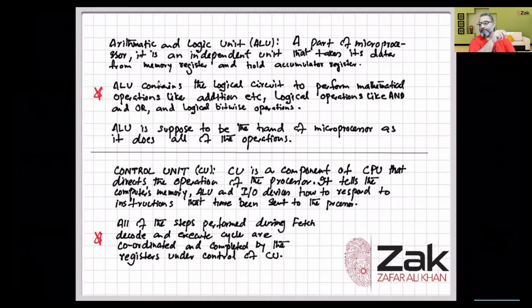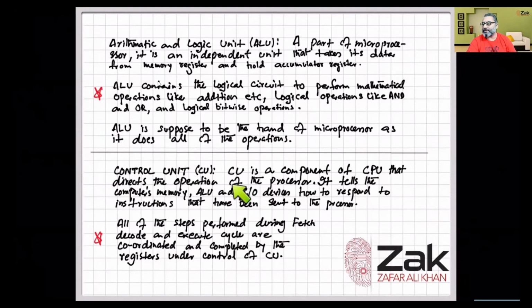That is bit by bit by bit. The ALU is supposed to be the head of the microprocessor that does all the operations that it requires. Then we have got the control unit. I'll be sharing these slides with you today. Do not worry. The control unit is a component of the CPU that directs the operations of the processor.